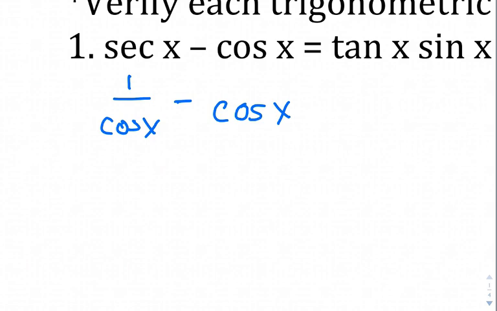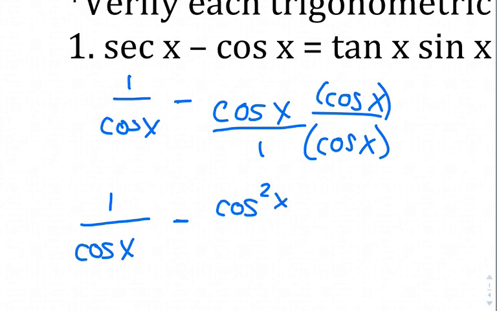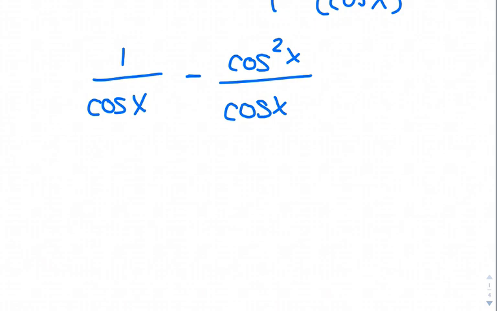So I notice I have a fraction minus a whole number, which means I'm going to need a common denominator. So I'm going to multiply this whole fraction by cosine x. So my first fraction, which is 1 over cosine x, stays where it is. And then my second fraction becomes cosine squared x over cosine x. So now, since I have the same denominator, I can combine it into one fraction.